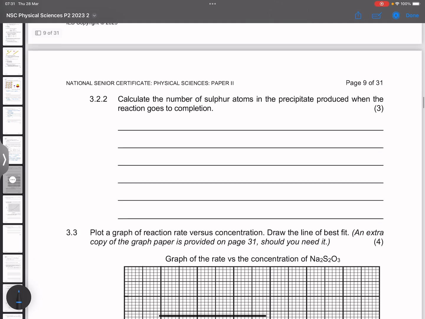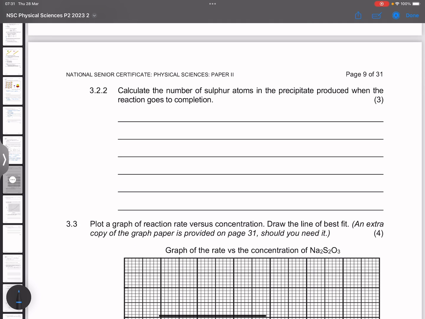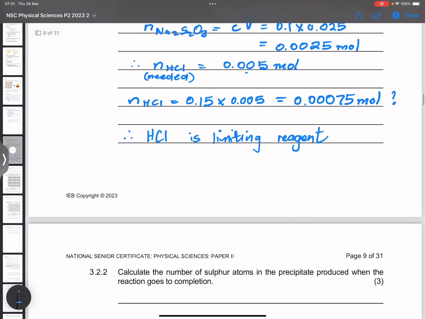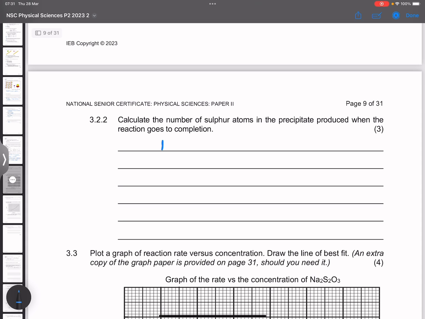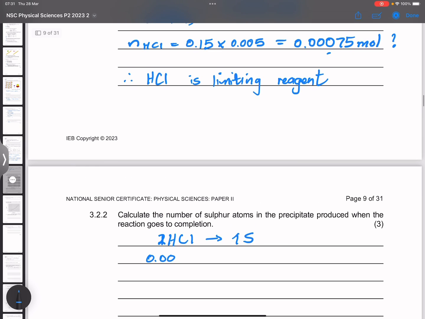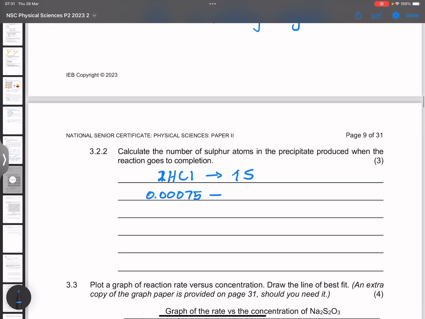Okay, right, now let's go to the next question. They say to you, calculate the number of sulfur atoms in the precipitate produced when the reaction goes to completion. Right, now remember, you use the limiting reagent. So we know this is the amount of hydrochloric acid that we have, right? So the reaction says for every 2 moles of hydrochloric acid, I will produce 1 mole of sulfur, right? So the question is for 0.00075, okay, what will be the amount of sulfur moles that will be produced?